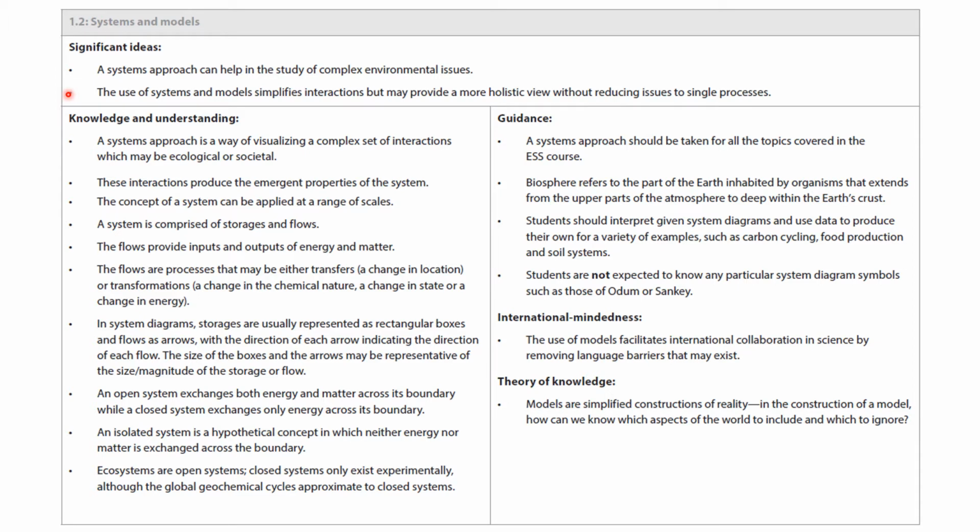So the idea is models might help us understand things a bit better, and systems may help us understand it, but we know systems link together. So you need to understand what a system is, you need to know what properties certain systems have, you need to know about inputs and outputs of energy and matter, and you need to know how we represent systems in diagrams and the different types of systems.